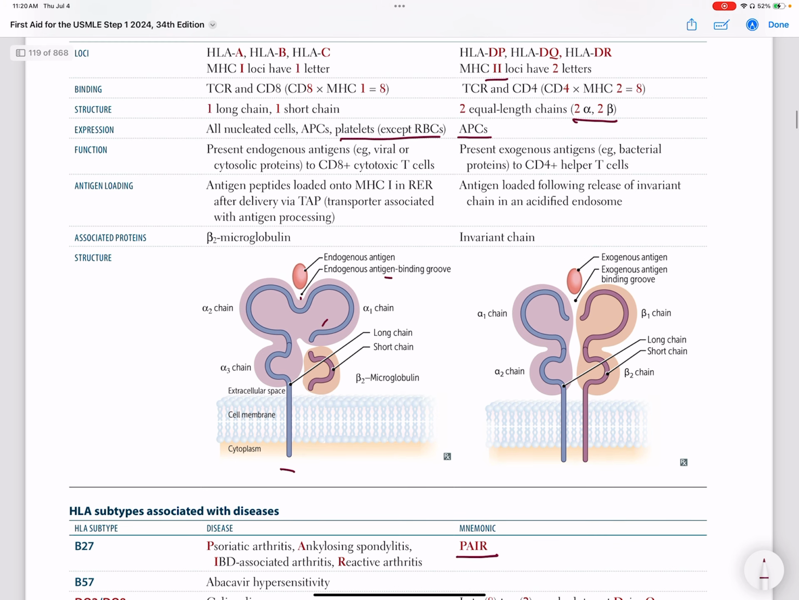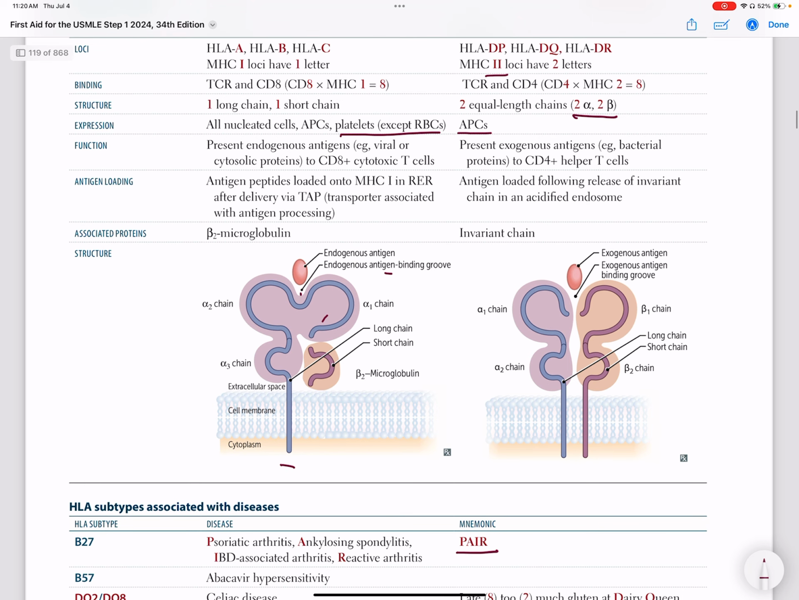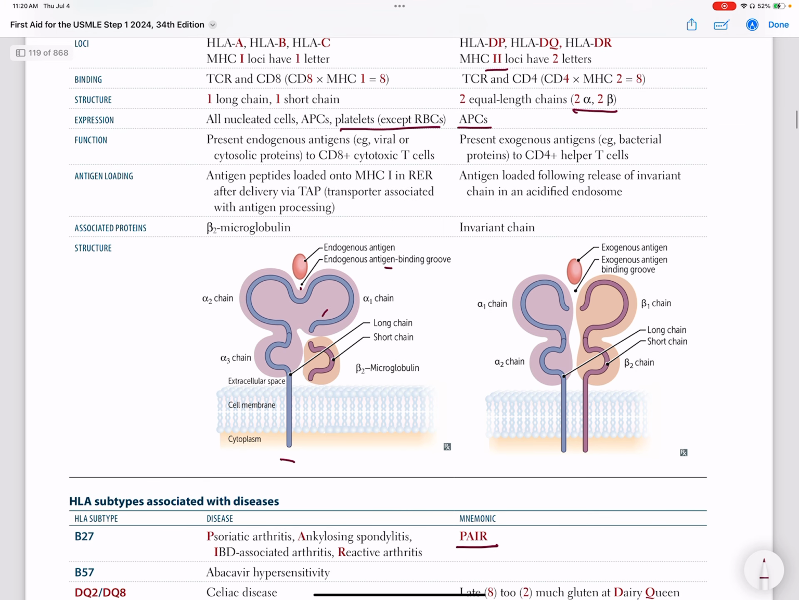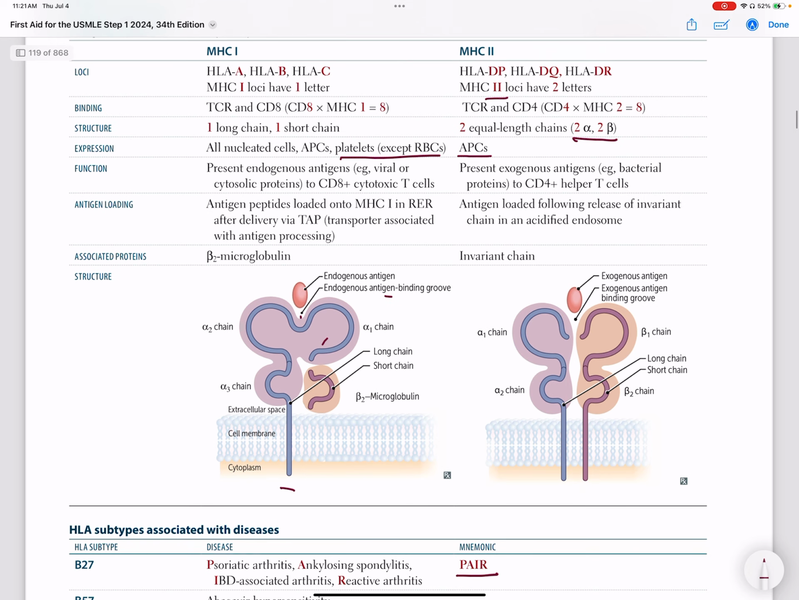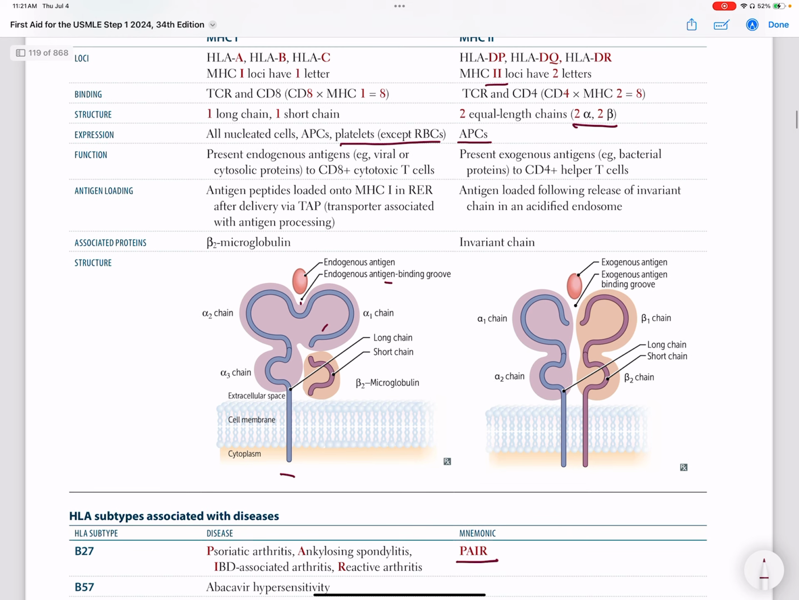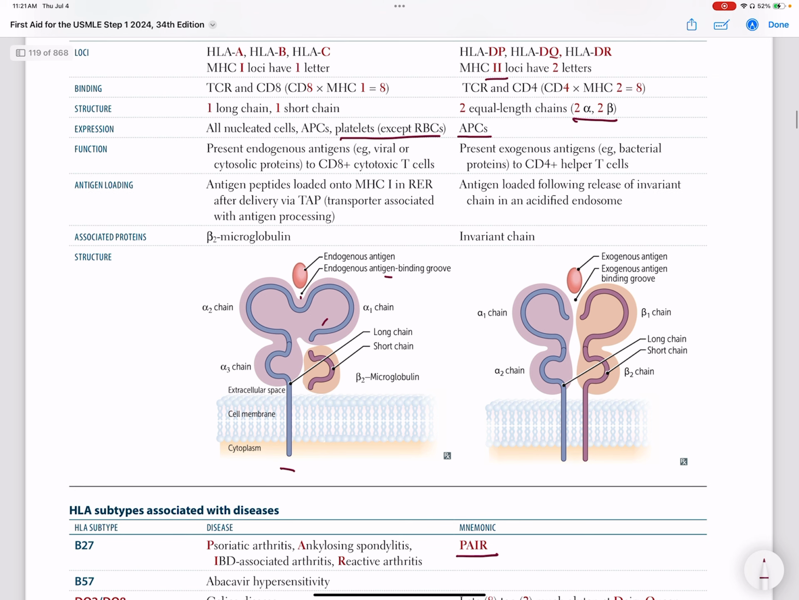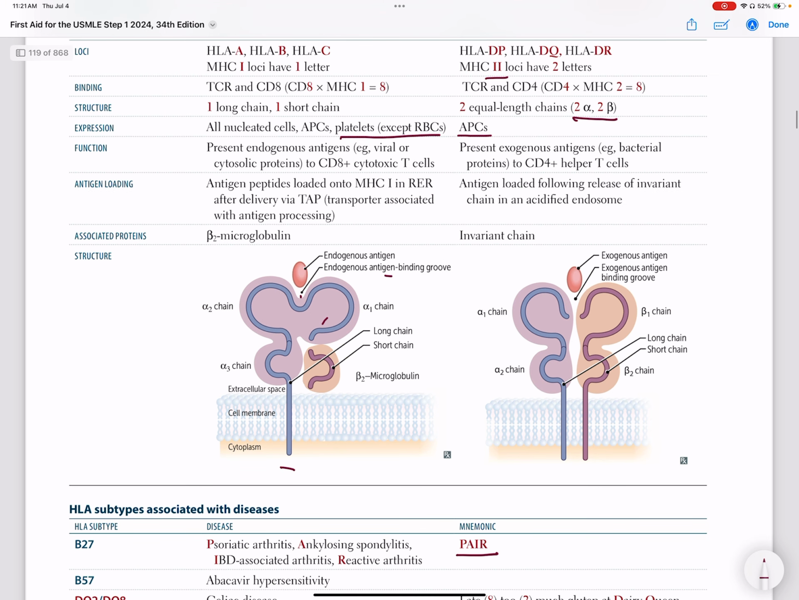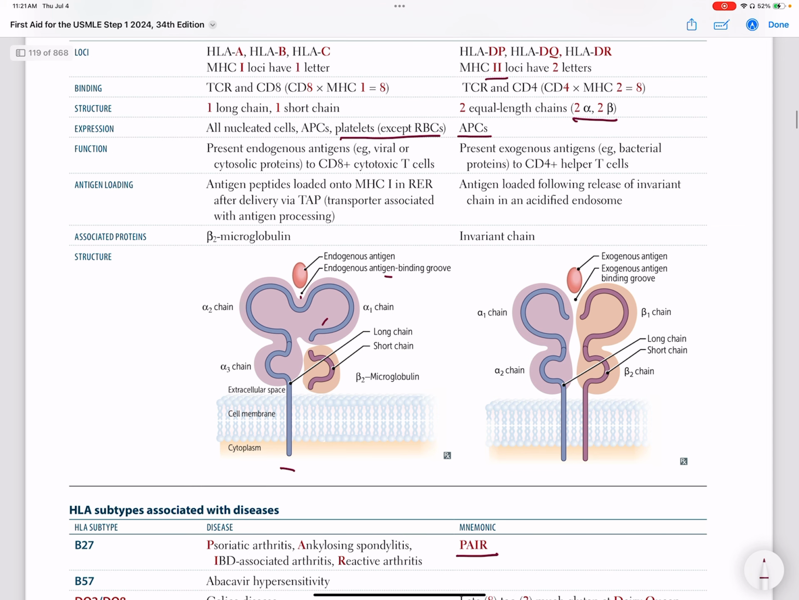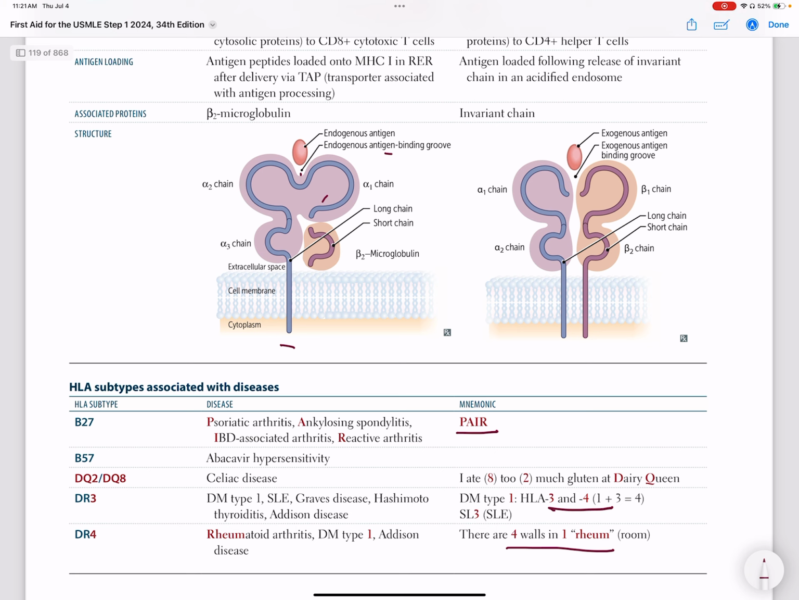Antigen loading: antigen peptides are loaded onto MHC1 in the RER after delivery via TAP, transporter associated with antigen processing. For MHC2, antigen is loaded following release of the invariant chain in an acidified endosome. Associated proteins are beta 2 microglobulin for MHC1 and the invariant chain for MHC2. Structure: MHC1 has one alpha long chain and one small chain, and MHC2 has two equal size chains.